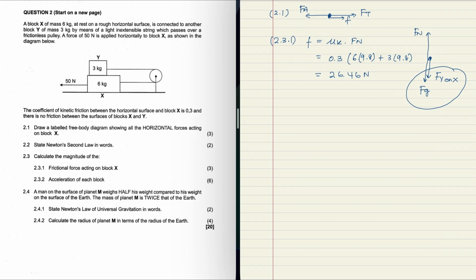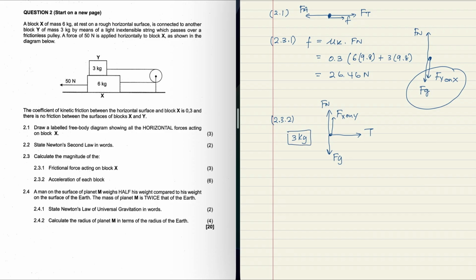Question 2.3.2 says calculate the acceleration of each block. Now to answer this question, we need to look at the free body diagram for object Y. So for Y, it's going to be just simply three forces. You're going to have the weight, Fg, you're going to have the normal force going up. You're also going to have the force of X on Y, and you're also going to have the tension. The tension is pulling it to the right.